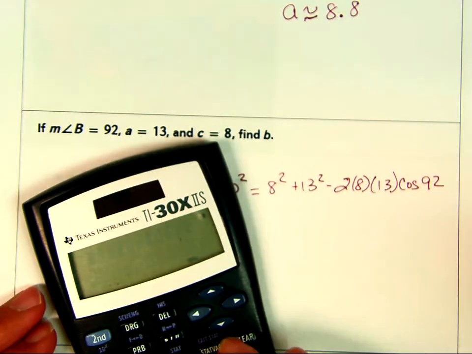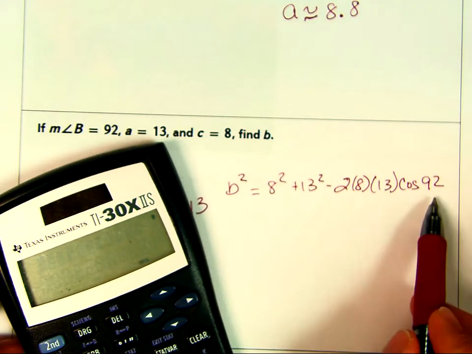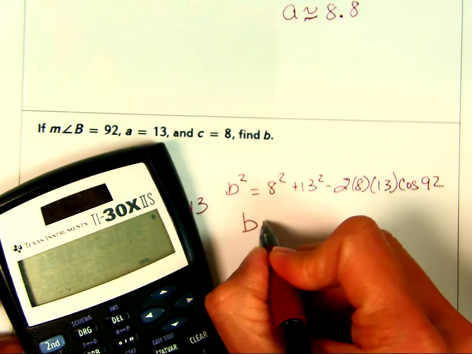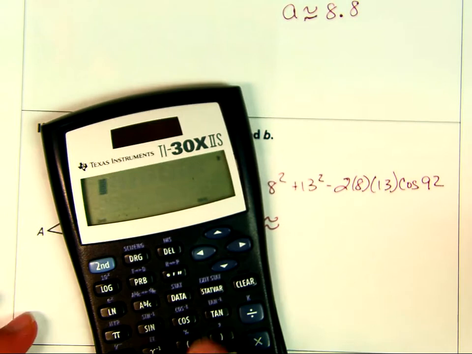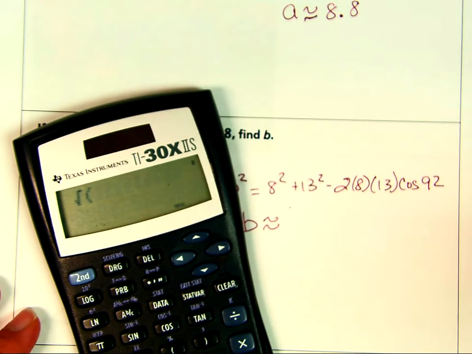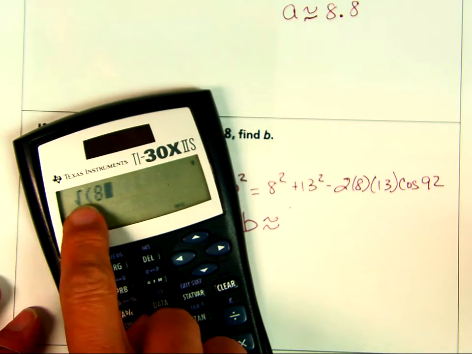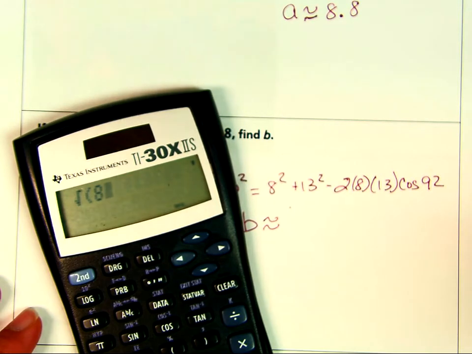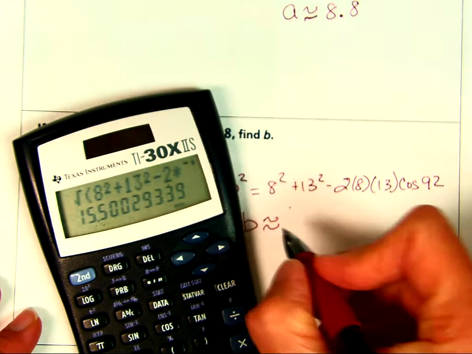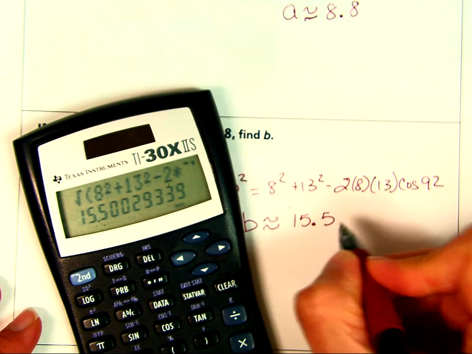Now I suppose if you wanted to, you could put all that in your calculator under a square root, and then you wouldn't have to take the square root at the end. So let's try it that way this time. We're going to say square root, and then put all of that in, because we know that that's equal to b squared. There's a parenthesis at the front, so we're going to end the parenthesis at the end just to make sure. 8 squared plus 13 squared minus 2 times 8 times 13 times the cosine of 92, ending the parenthesis for the cosine and for the square root. We get approximately 15.5 when we round to the nearest tenths.